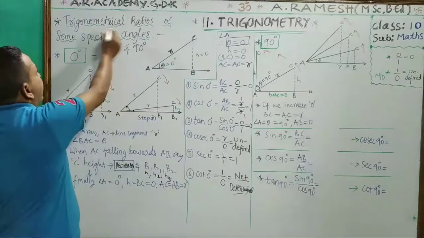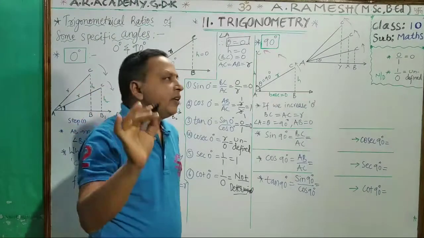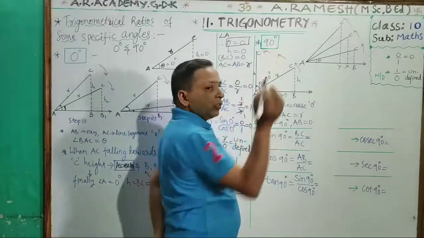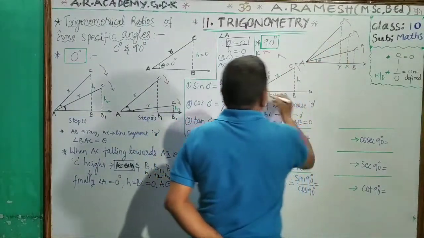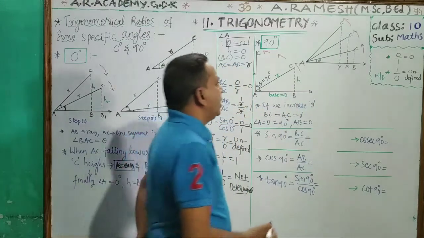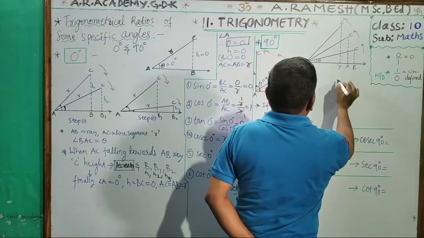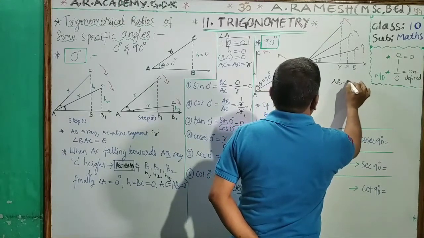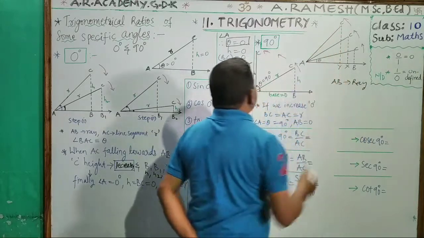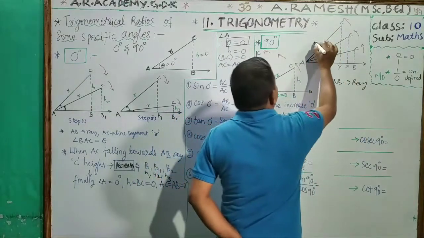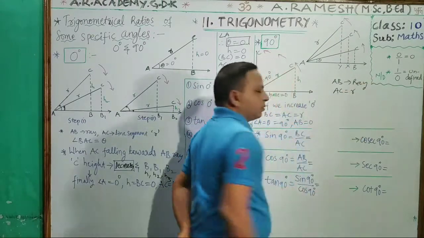We completed the trigonometrical ratios for the specific angle 0 degrees. We will now discuss 90 degrees. Concentrate more. Observe this figure and these diagrams. Here AB is the ray. And AC is a line segment. Assume its value is R.